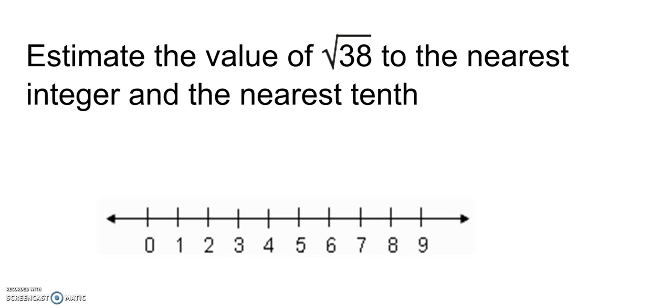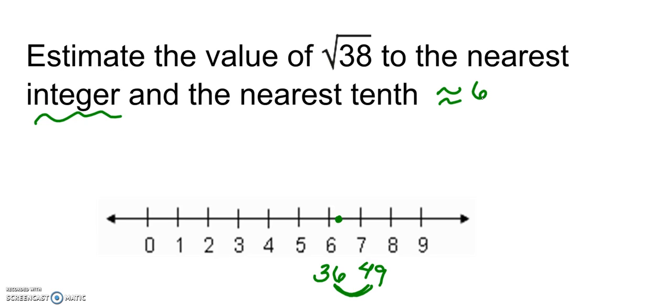Now let's try another one. We want to estimate the square root of 38. So if you look at your chart or you do it in your head, you'll see that 6 times 6 is 36, and 7 times 7 is 49. And 38 is in between there, but it's closer to which number? It's closer to 36. So if I round it to the nearest integer, it's going to be approximately 6. But now I need to round it to the nearest tenth.